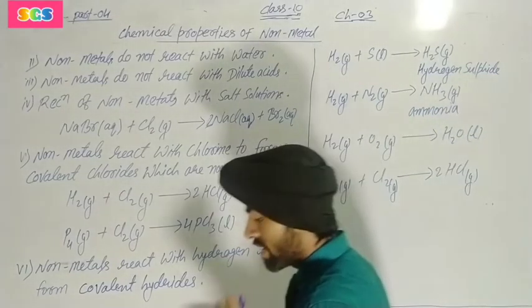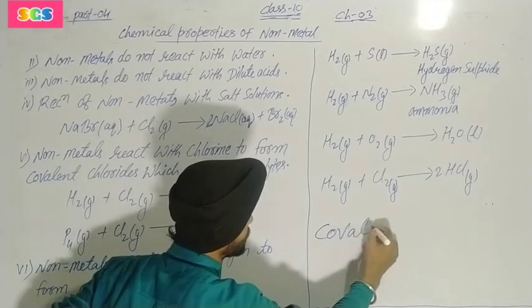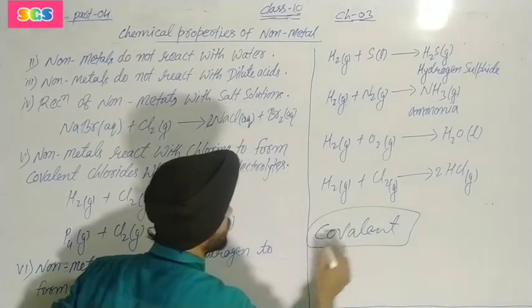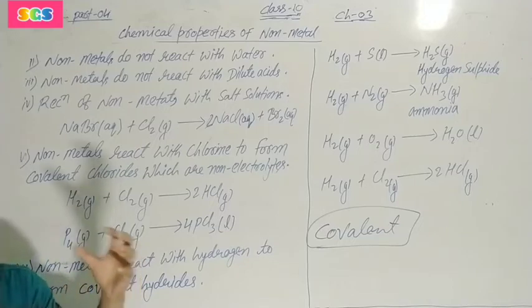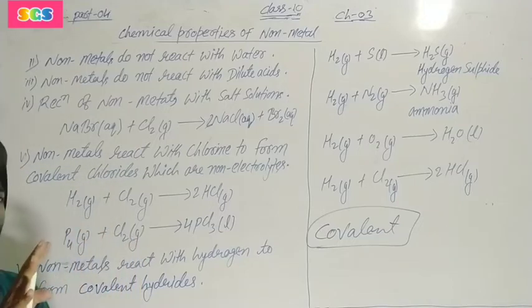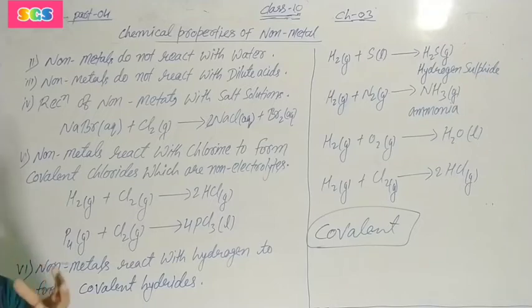Before understanding covalent chloride, you have to know the meaning of covalent. Covalent means mutual support. Mutual support means you are supporting him, and he is also supporting you. You are benefited by him, and he is benefited by you. Both of you give electrons to each other. If you are giving, he is also giving, which means it is sharing here.